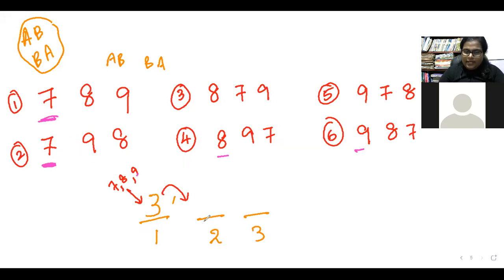After you use one of them, when you go to the second position, you have only 2 digits, because assume that you have already allocated 7 here. Then we have only 2 numbers, 8 and 9, for the second position. Right? Then you allocate one of these 2 here, 8 or 9. So assume that you allocate 8 here. If you allocate 8, you have only one number for the last position.